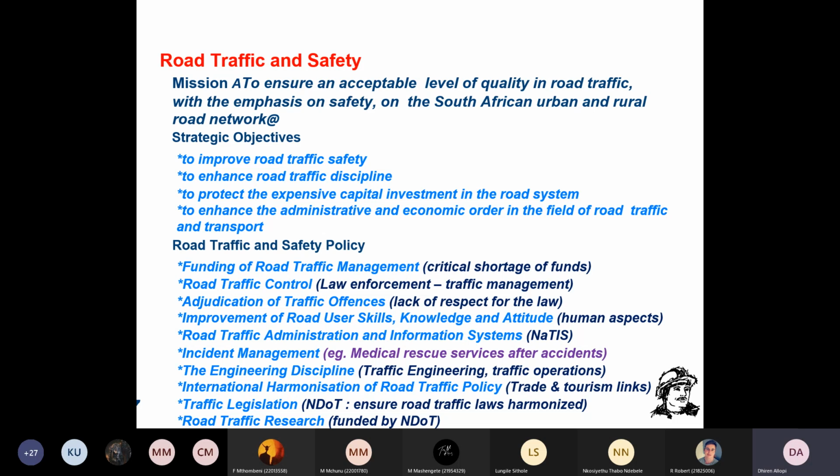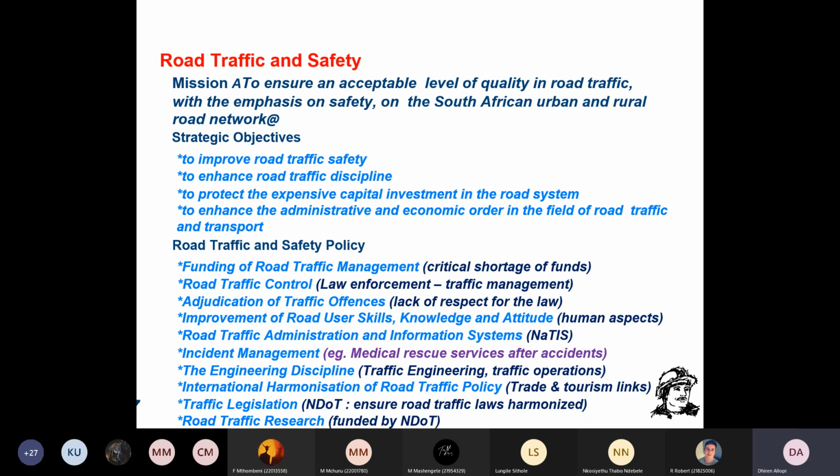Do you know what the National Department of Transport's road safety initiative is called? Anyone? No? Heard of the terminology Arrive Alive? So the Arrive Alive campaign was devised, formulated by the National Department of Transport. And they had various aspects that they looked at to try and improve road safety, traffic safety.